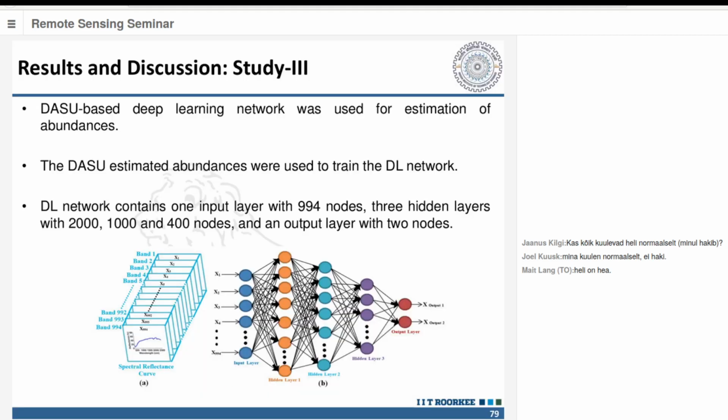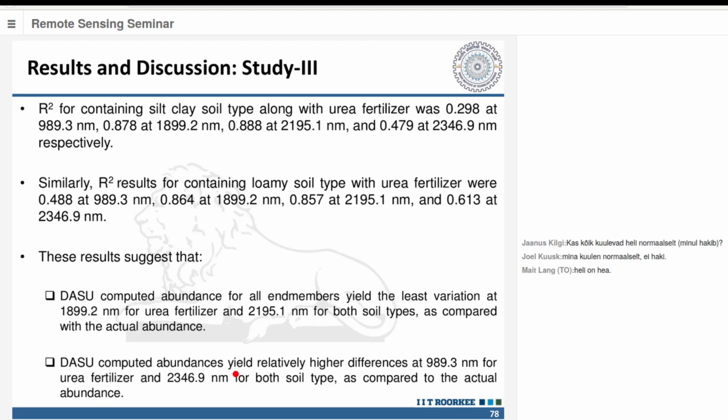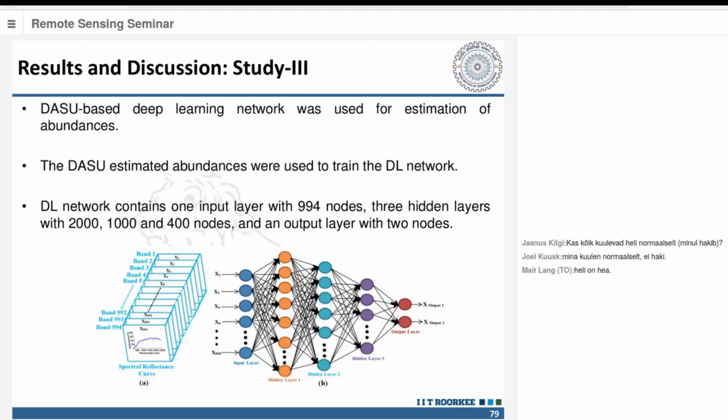So based on these, we have found these two wavelength regions, and then I have also used the DASU based deep learning network for estimation of abundances. This is the next step of our approach.